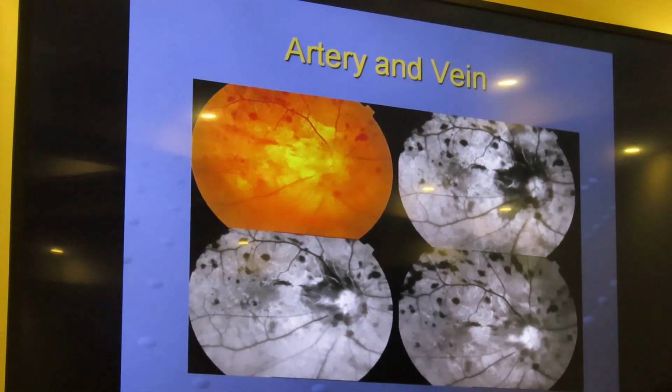This is artery and vein occlusion together. You can see in the fundus that the arteries are showing no filling all over the procedure. But at the same time, there are multiple hemorrhages. So in this case, you should suspect both artery and vein occlusion.